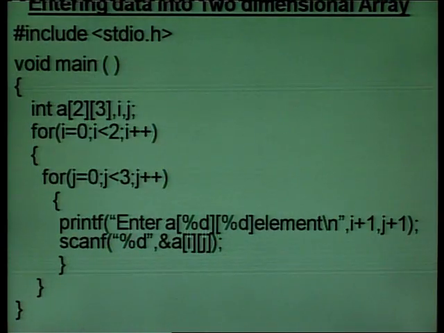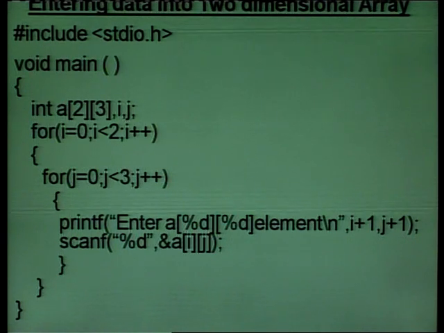Now entering the data into the 2-dimensional array. If I want to enter the elements into the 2-dimensional array, then we have to declare the 2-dimensional array there. It includes stdio.h, the header file. After that we have to use the void main function. Here int a[2][3], where 2 and 3 are the dimensions of the 2-dimensional array that we declare here. Then i and j are the variables of integer data type that I have to define here.